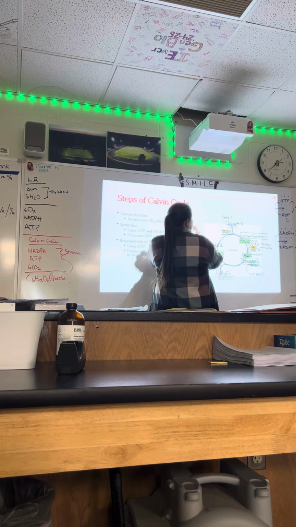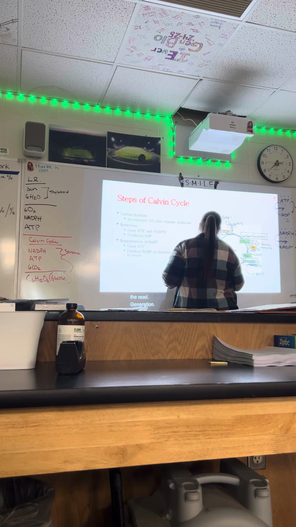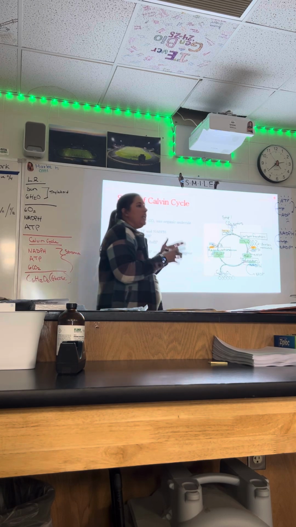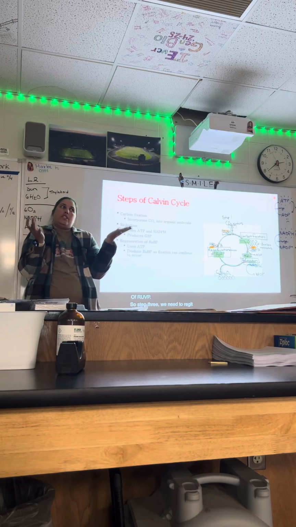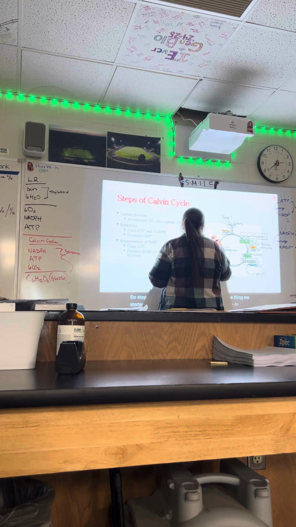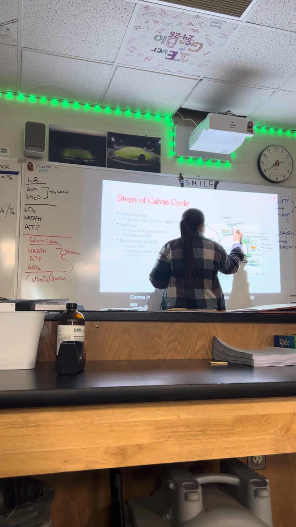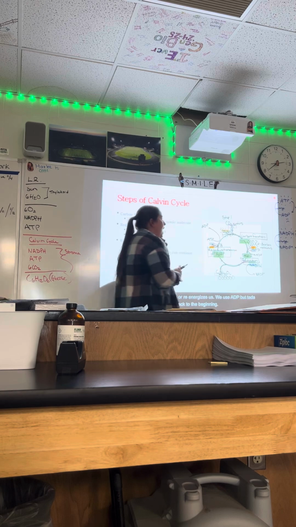So, step 3, you need to get everything back to the beginning. So step 3 is the regeneration of RUBP. Step 3, we need to re-get the coaster cart, the thing we started with, back to the beginning. Well, how do we do anything? ATP comes in, regenerates or re-energizes us. We use ADP, but ta-da, RUBP makes it back to the beginning, where carbon dioxide will enter.